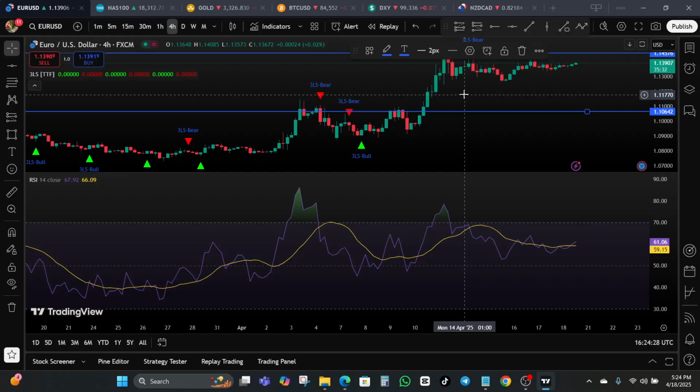Now, the three line strike indicator trading strategy is a straightforward but highly effective tool for traders looking to predict market movements with high accuracy. By recognizing the candlestick patterns and using the indicator to confirm your entries, you can greatly improve your chances of success in the market.